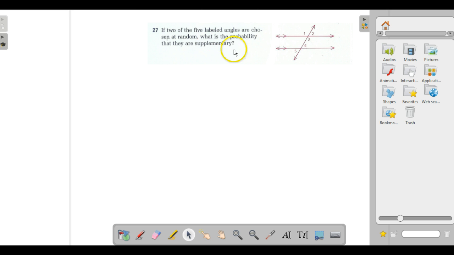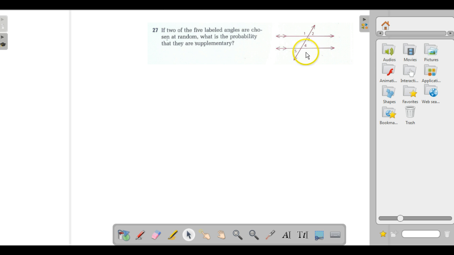For this problem, they don't want just the obvious supplementary angles. I almost made that mistake. They don't just want angle 1 and 2, what's the probability of choosing angle 1 and 2, and what's the probability of choosing angle 2 and 3. Those are obviously supplementary. But this geometric configuration allows for many more angles here to be supplementary.